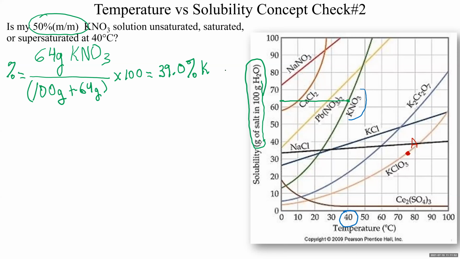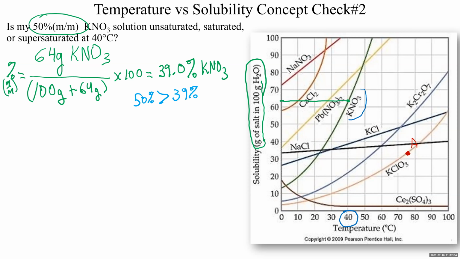Okay, so my question now is, now that I have these two numbers to compare, is 50%, this is by mass, this is my percent by weight now. So now I can compare these straight up by number. What does this tell me? Is my 50% solution saturated, unsaturated, or supersaturated? How does 50% compare to 39%? Well, 50% is clearly a greater number, right? 50% by mass is greater than 39% by mass.